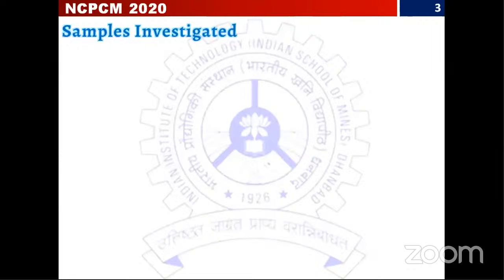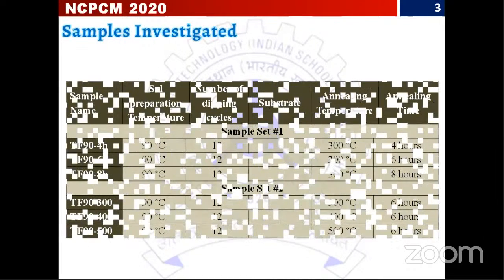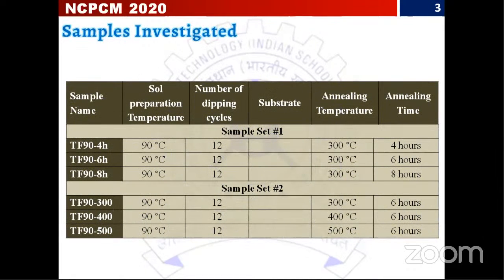Next, these are the samples I have investigated in this study. We have varied the annealing time and temperature. As you can see, the sol preparation temperature was 90 degrees centigrade, and for the dip coater system, the number of dipping cycles is 12. Sorry, the substrate is missing here, this is a typographical error. The substrate is ITO coated glass, and the difference we have made in the samples is in the annealing temperature and time.